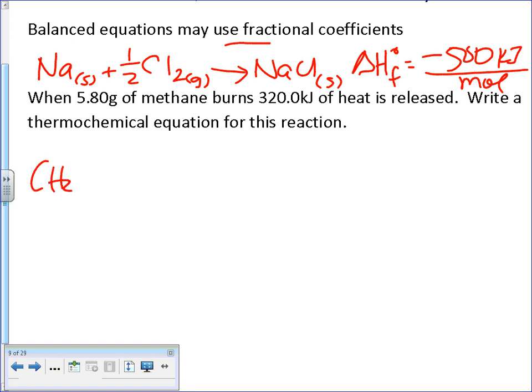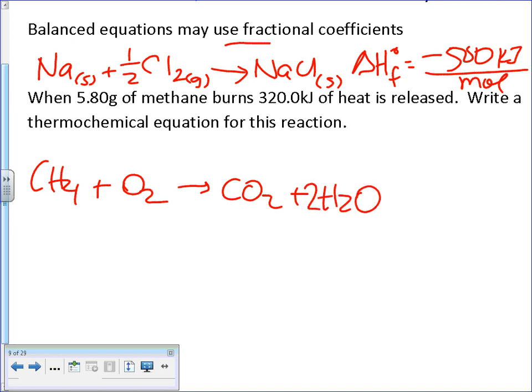CH4. Is it balanced? So I need 2 here and 2 on there too. And then these need states. Anytime you have thermochemical, you need to write the states as best you can. So generally the rule of thumb is anything that is butane and lower, so C1, 2, 3, those are all going to be gaseous because they're really light molecules.